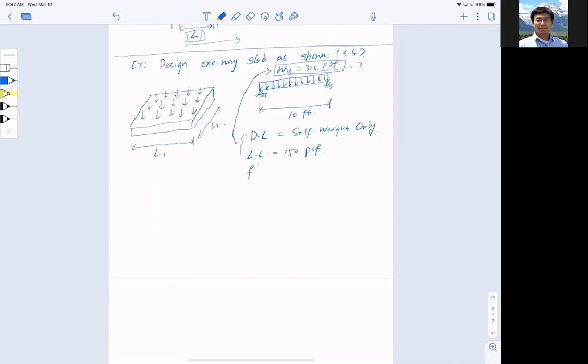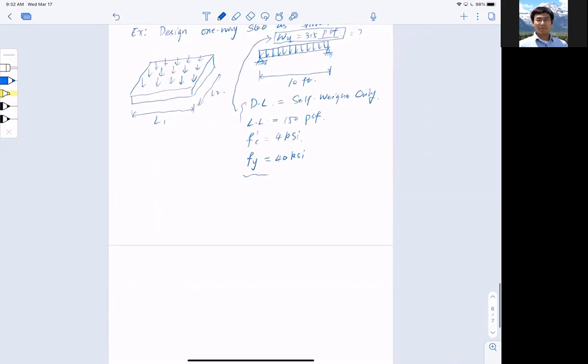Now, the compressive strength of the concrete, f'c, equals 4 ksi. And let's say the yield strength, and be careful, the yield strength of the bars for flexure or for shrinkage is 40 ksi. Very low, okay? So this is our design problem.